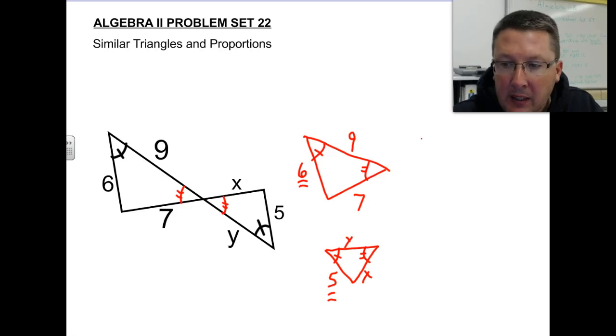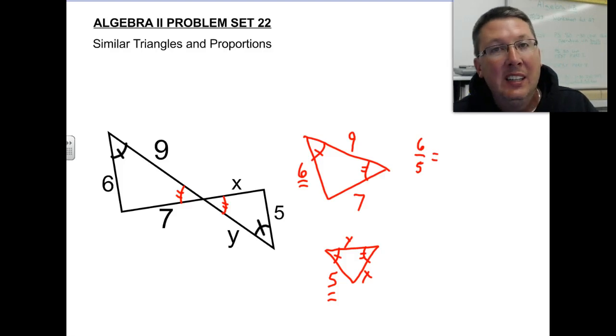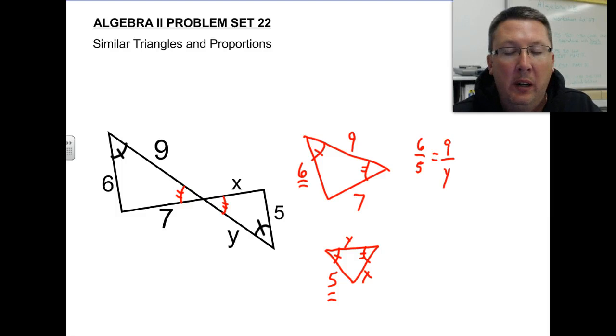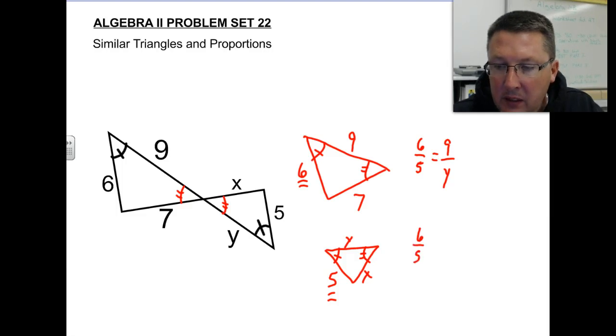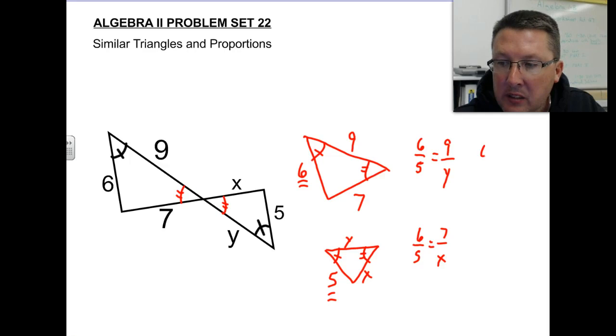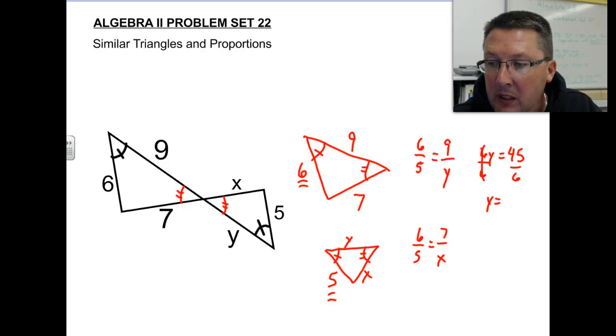That is your ratio. 6 over 5 equals, and then pair up the other two sides in the same order. 6 is on top, so I use the 9 on top over its matching side, Y. And then 6 over 5 equals 7 over X. And now we simply cross multiply and divide to solve for Y. So we get 6Y equals 45. Divide both sides by 6. 6 does not go in there evenly, but we can reduce. We can divide them both by 3 and have 15 over 2.